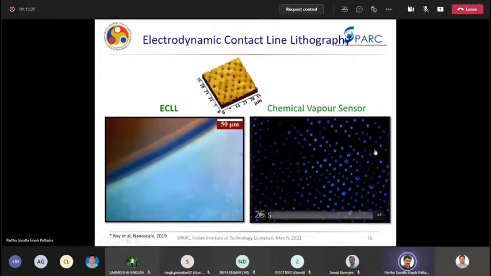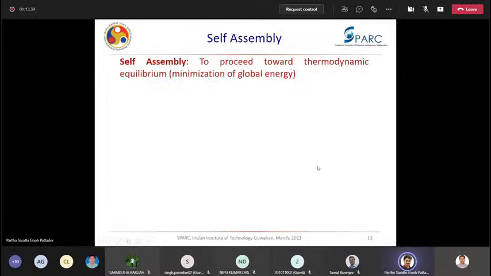Now we are going to talk about self-assembly of molecules, because it will help you drive microfluidics, I mean micro droplets on a surface. Okay, so this will give a driving force, basically.